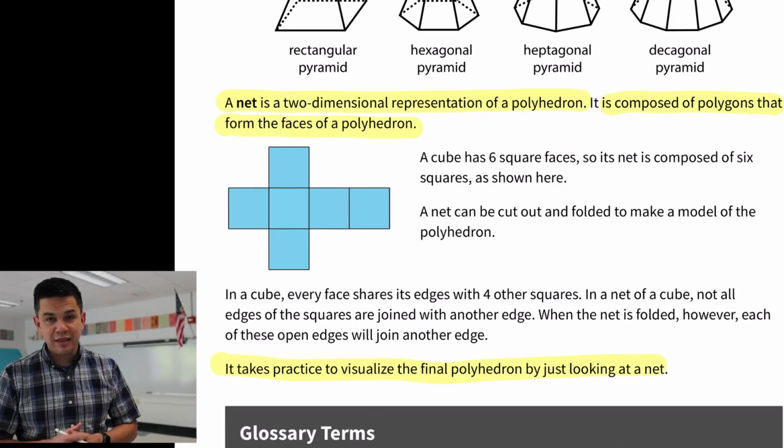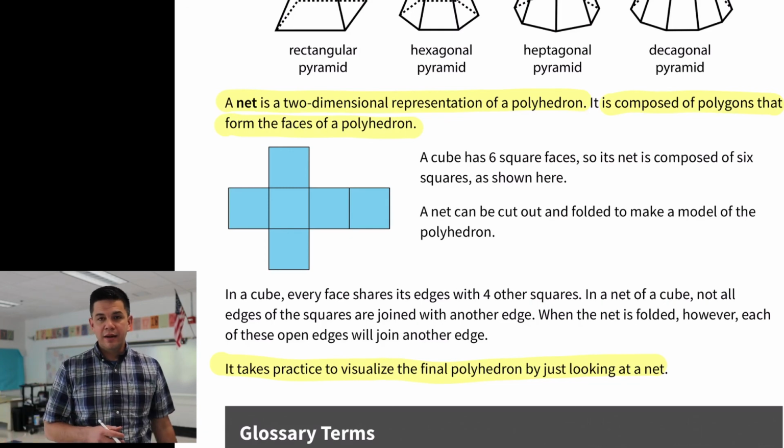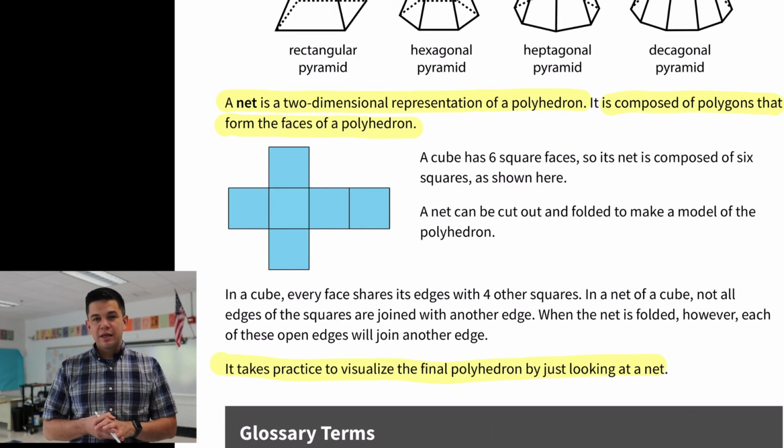So keep practicing, keep it up. You'll get there, you'll get it. But this is just an introduction, and we're going to be working with nets and polygons and polyhedra as we go through the next few lessons.